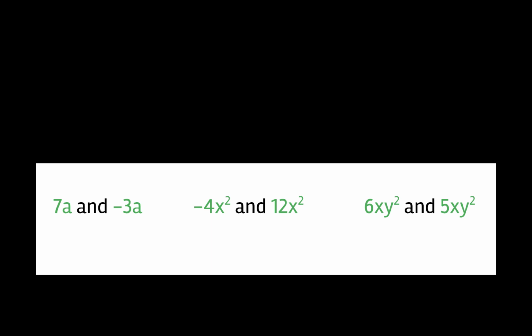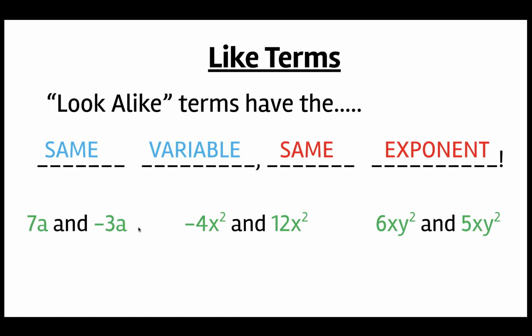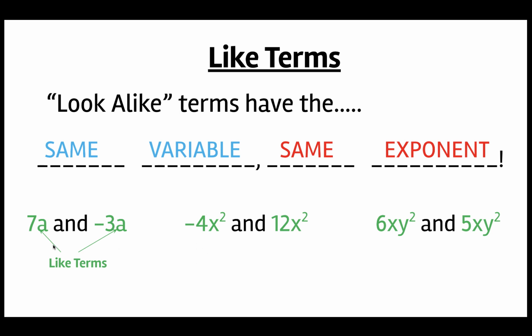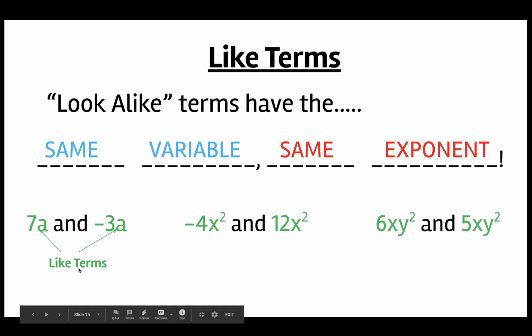We have 7a and negative 3a. Are those look-alike terms? Could we combine them together if we needed to? Do they have the same variable? Yep, they both have an a. Do they have the same exponent? Well, there isn't an exponent showing, but really there's that invisible 1 up there, a to the first power, because that would just be a. So yes, they are like terms. They meet the definition of a look-alike term. In your notes, go ahead and draw an arrow and write like terms below that first example.